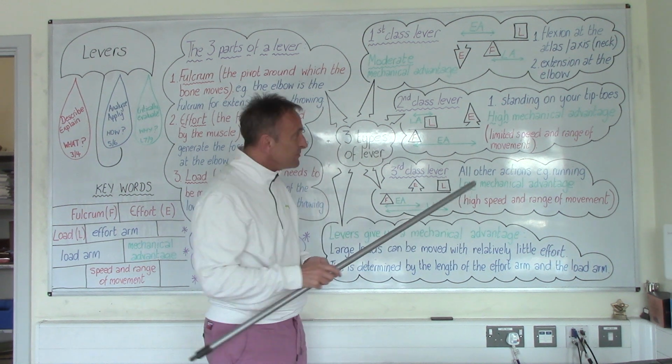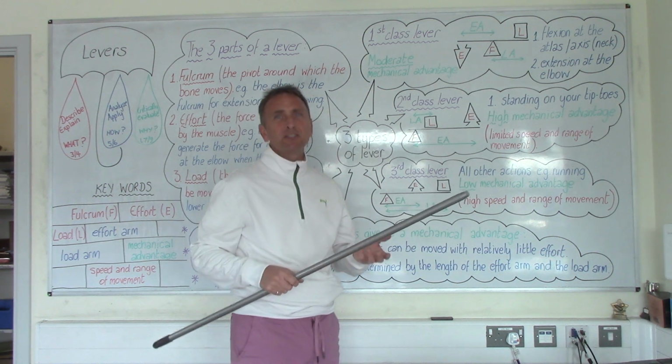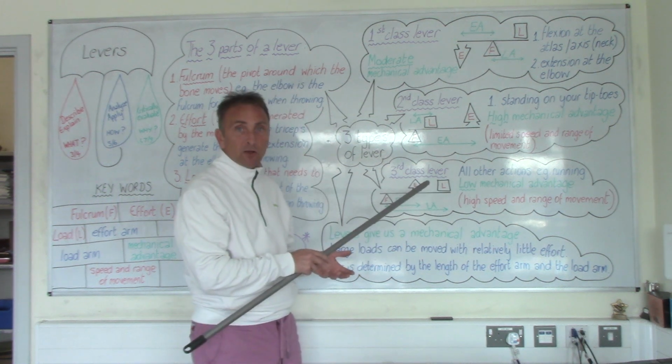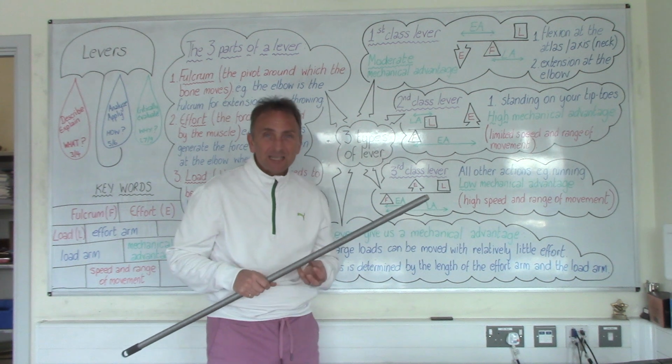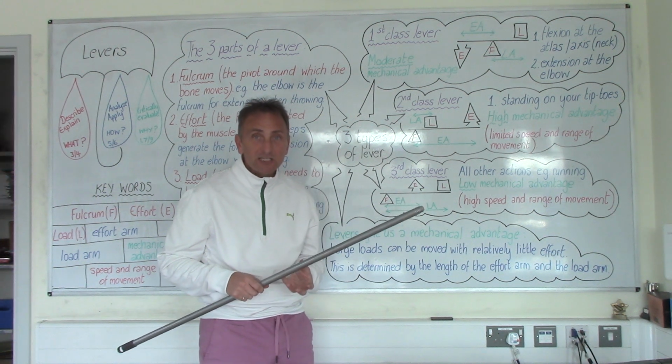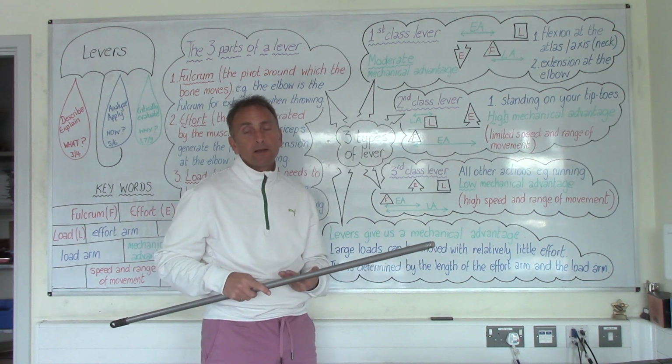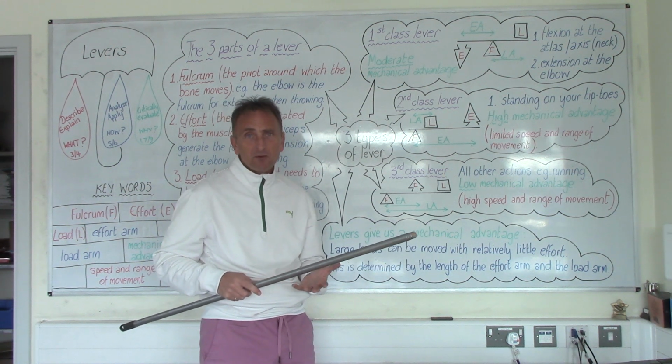The downside of a second order lever is that there's limited speed and range of movement, whereas in a third order lever, although it's the least mechanical advantage, it's actually termed a mechanical disadvantage, it does give us potentially the most speed and range of movement at the joint. So there is a payoff there.